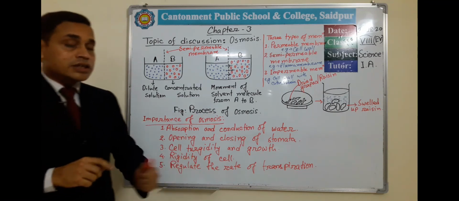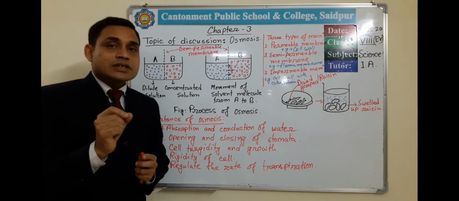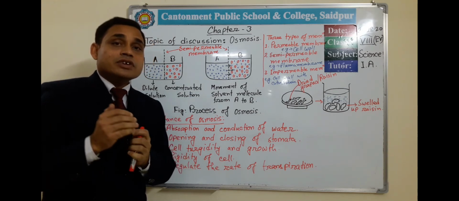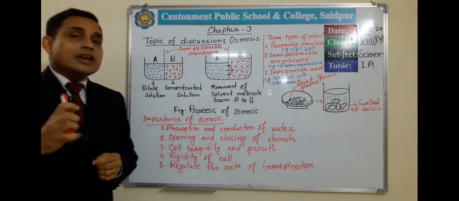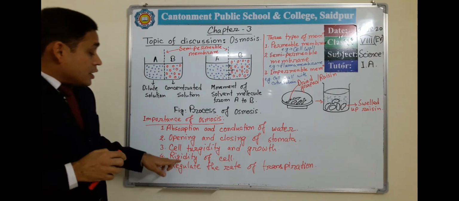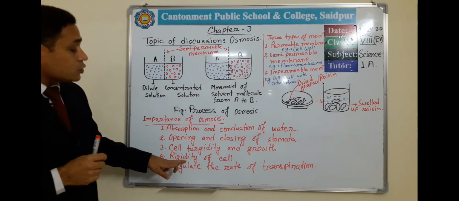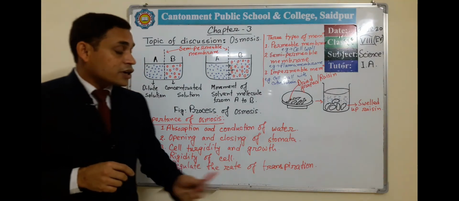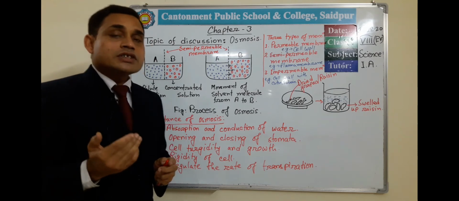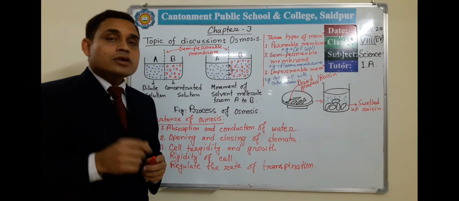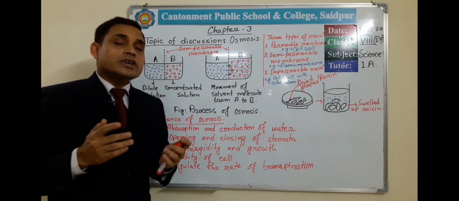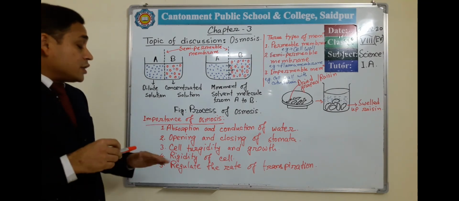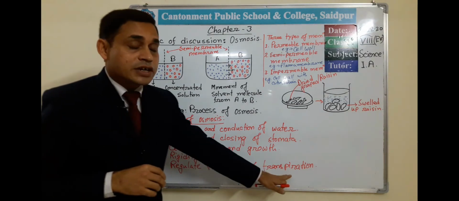The fourth one is rigidity of cell. Rigidity of cell, that means without water the cell loses its normal shape and size. That means it becomes wilted. So to maintain the rigidity of the cell, water is important, and water is absorbed through this process of osmosis and maintains the rigidity of the cell. And the last one is regulating the rate of transpiration. As you know, what is transpiration? Loss of water in the form of vapor, which is produced in different metabolic activities which take place inside the cell, and this osmosis regulates this transpiration.